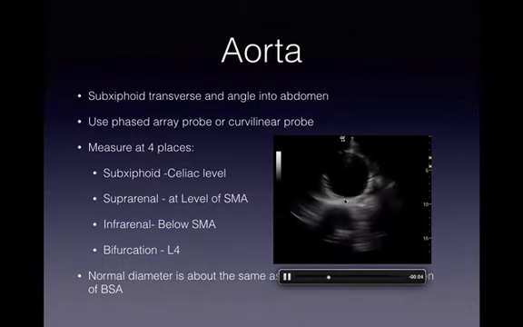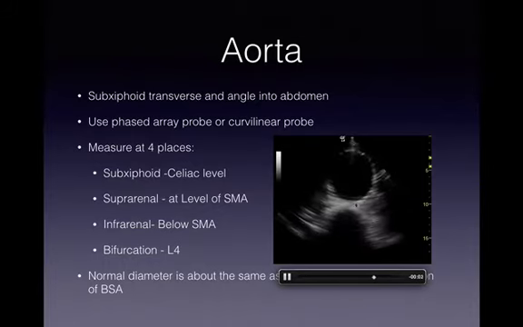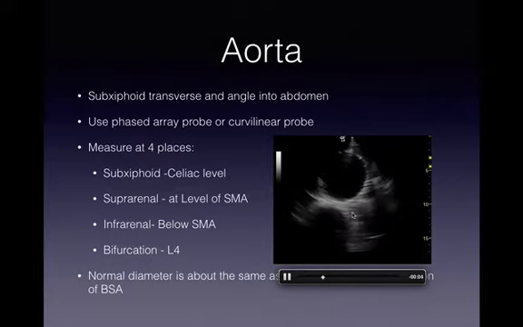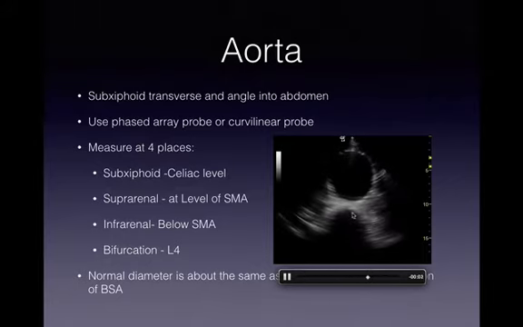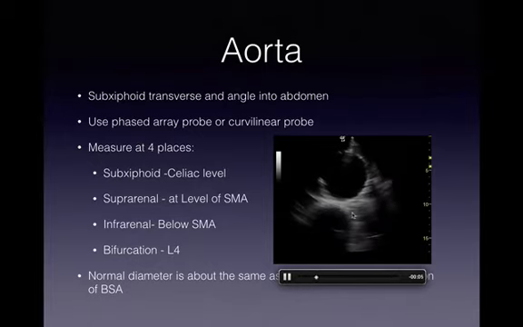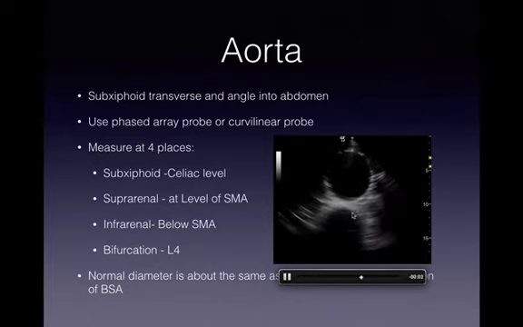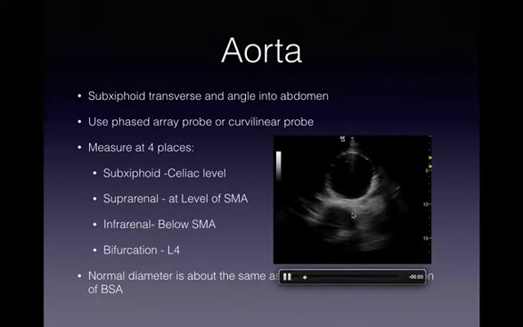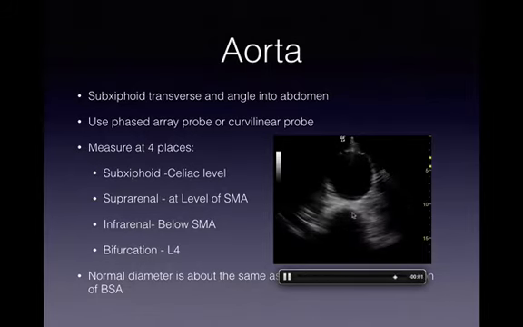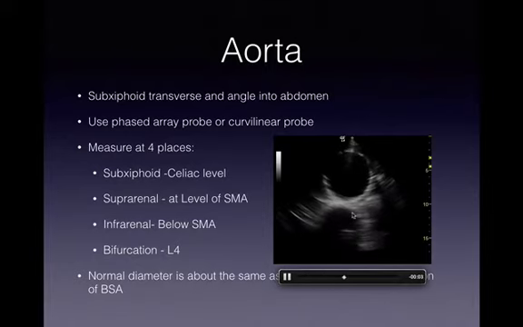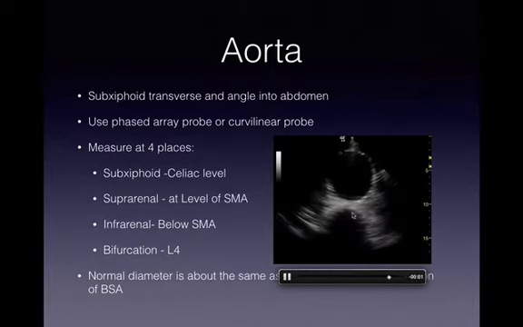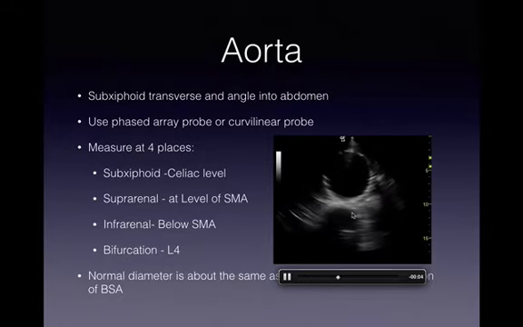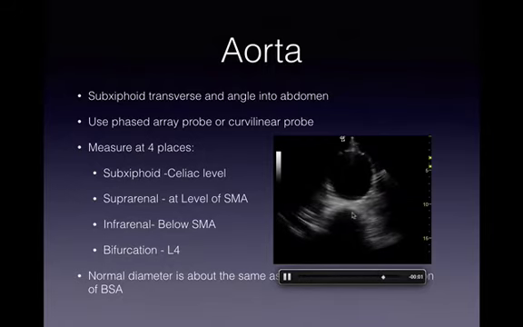What we hope to see is an aorta that is less than 3 centimeters. We're going to use the phased array probe or curvilinear probe and measure it at 4 places: the subxiphoid or celiac view, the suprarenal view at the level of the SMA, infrarenal below the SMA, and all the way down to the bifurcation at L4. The normal diameter is less than 3 centimeters.